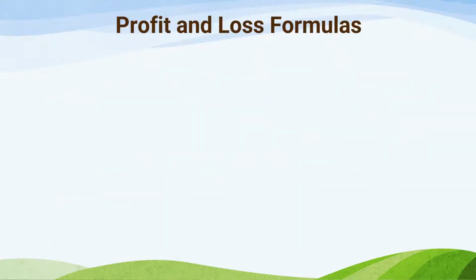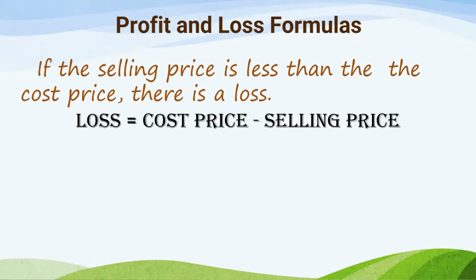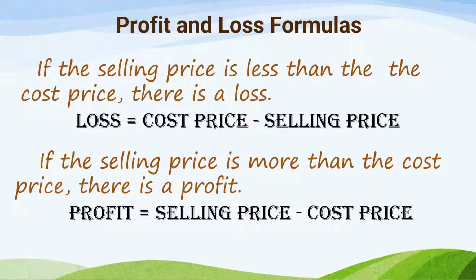Then we have seen profit and loss formulas. If the selling price is less than the cost price, there is a loss. So loss is equal to cost price minus selling price. If the selling price is more than the cost price, there is a profit. So profit is equal to selling price minus cost price.